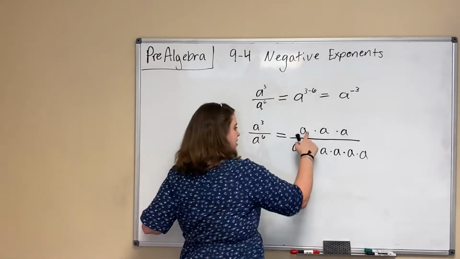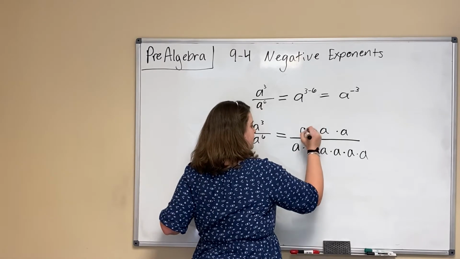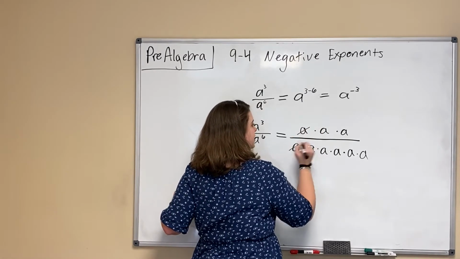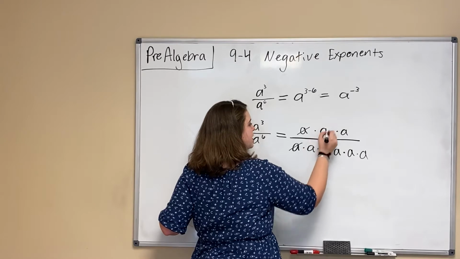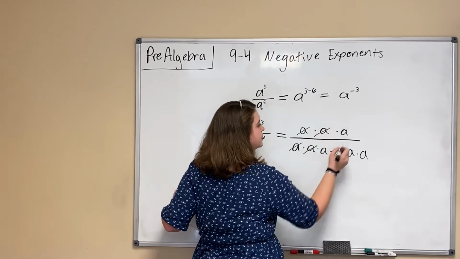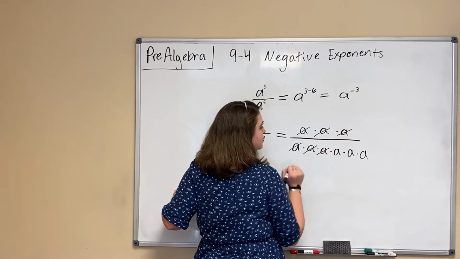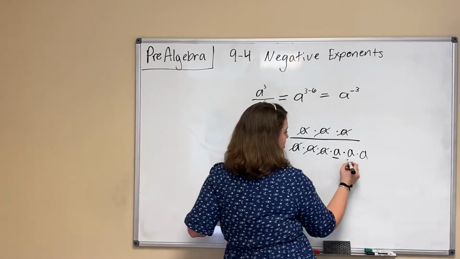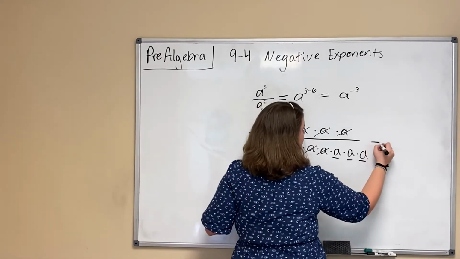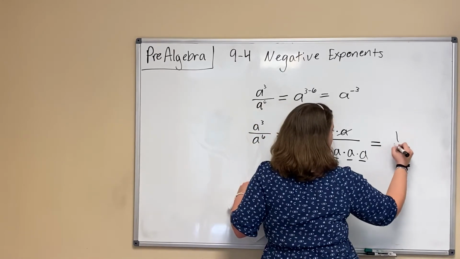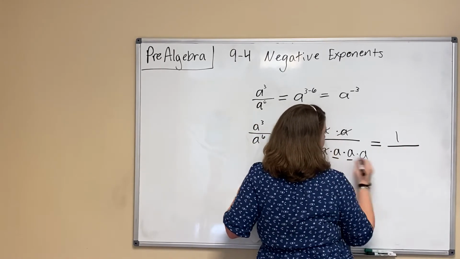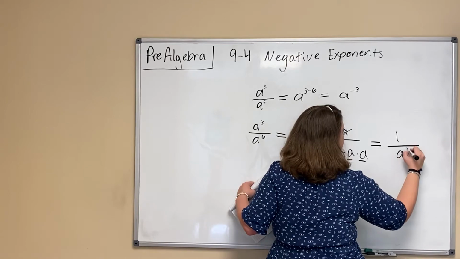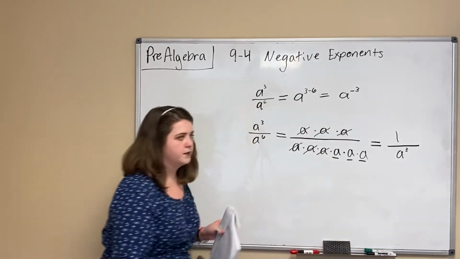Now I have a over a. A divided by a is 1, so those cancel out. Again, a divided by a is 1, so those cancel out. A divided by a is 1, so those cancel out. What I'm left with is 3 a's on the bottom. So what we get is just 1 on top, right? And 3 a's on the bottom.